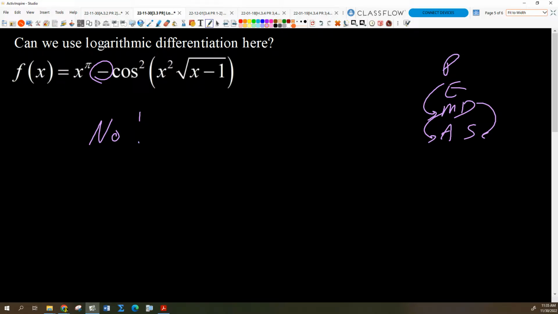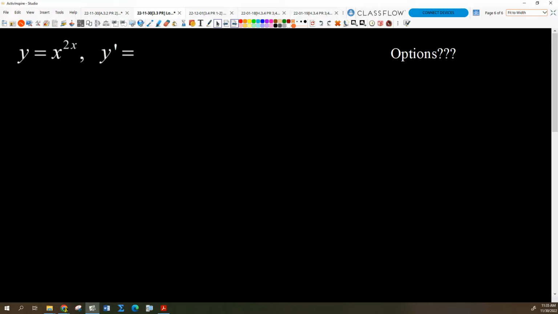Okay. What about that one? Could we do that without logarithmic differentiation? Do we have any rules for that? What do you think? Chain rule? Okay. Yeah, but what you're going to use chain rule with what rule though? You still got the 2x up there. See what I'm saying? We don't have a rule.